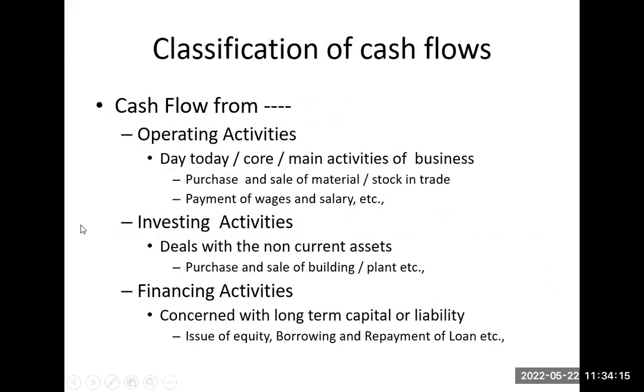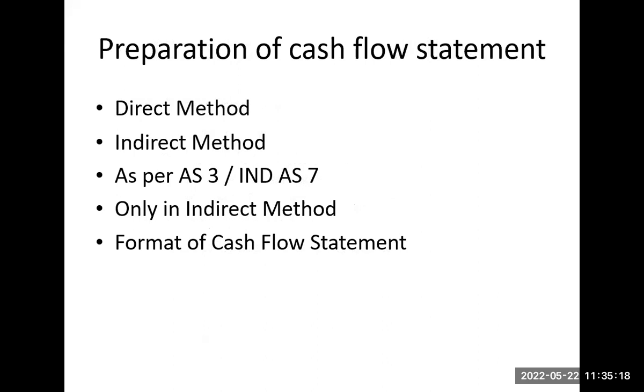We discussed operating activities, investing activities, and financing activities. Operating means day-to-day activity, which is core to the business and its main activity. Examples: purchase of raw material for cash, sale of raw material for cash, purchase and sale of stock in trade for cash, payment of wages and salary. Investing activity deals with non-current assets, which I told you are fixed assets; both are the same. Examples: land, building, furniture, etc. Purchase and sale of these non-current assets are examples of investing activities. Last, financing activities are concerned with long-term capital or long-term liability. Examples: issue of equity shares and collecting money is a cash inflow from financing, borrowing of loan or repayment of loan. We are going to do the cash flow statement only in the indirect method.